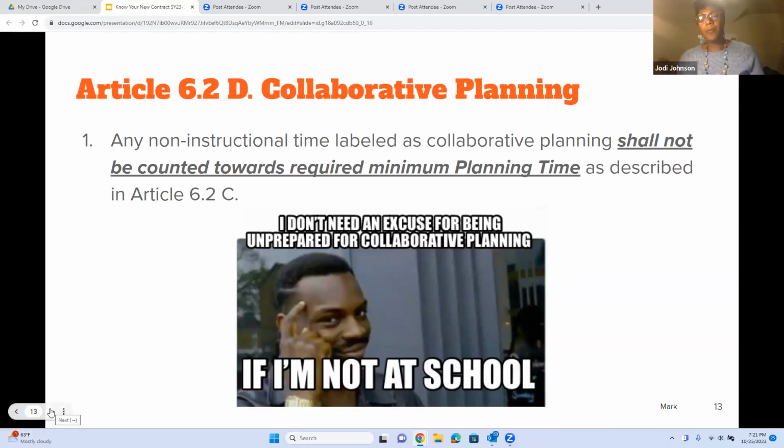And there's another question about the planning time. Since we have planning time for 4 days a week, one day we have collaborative planning and no planning period. Is this correct? No, that is a contract violation. I'm not sure what school you're at. My advice is contact your UniServ director tomorrow.